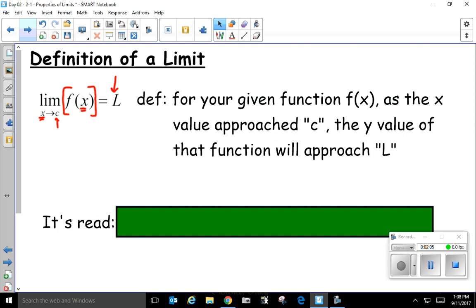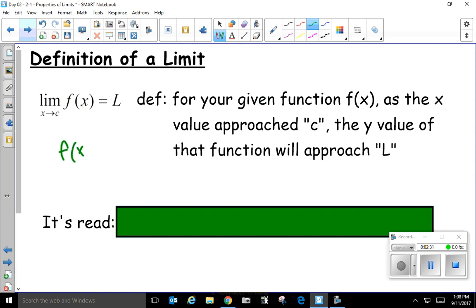Okay? So I'll read that again. For your given function f of x, as the x value approaches c, the y value of that function will approach L. Now, I can put numbers in here. We can read them with numbers, and if that's easier, it makes more sense. But this is how you're going to see it in college textbooks, and you've got to kind of make sense of it.